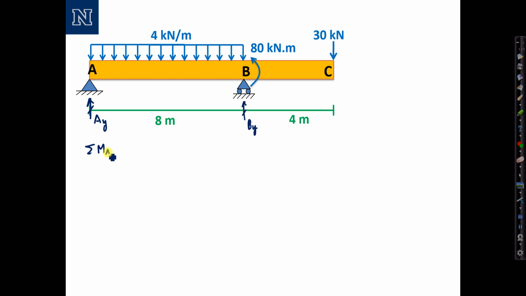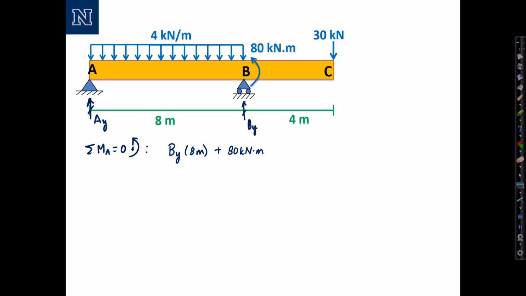The sum of the moments about A equal to 0, taking positive in the counterclockwise direction. I have the contribution due to B sub y times the distance 8 meters, and that acts in the counterclockwise direction about A. Then I have the concentrated moment, 80 kilonewton meters, which also acts in the counterclockwise direction. And notice, because it's a concentrated moment, I don't have to multiply it by any length. I just add it in, and it doesn't matter where it's located.